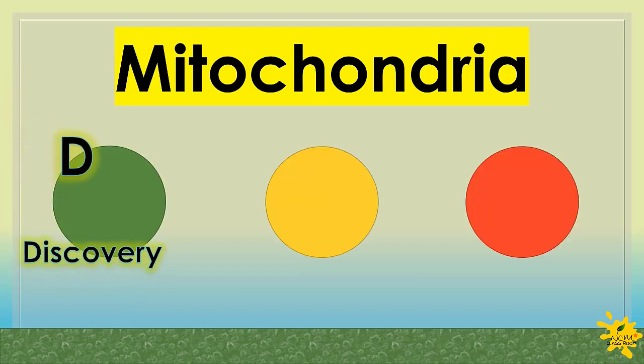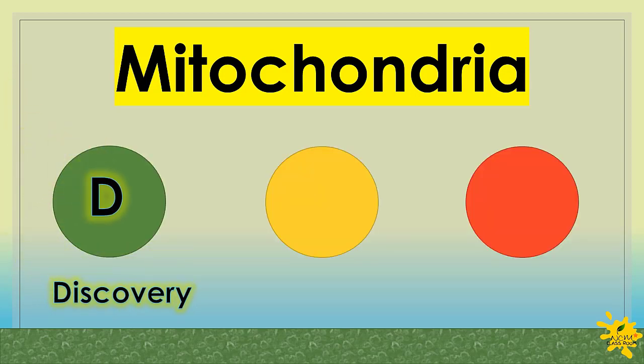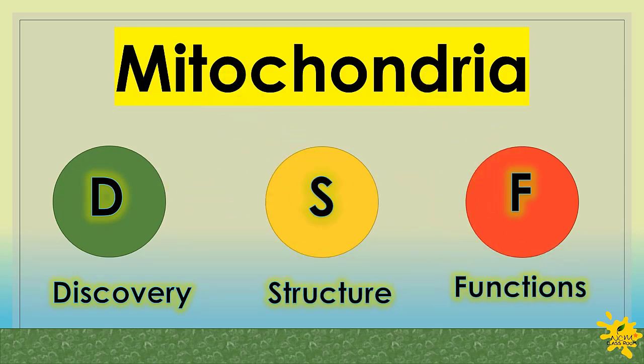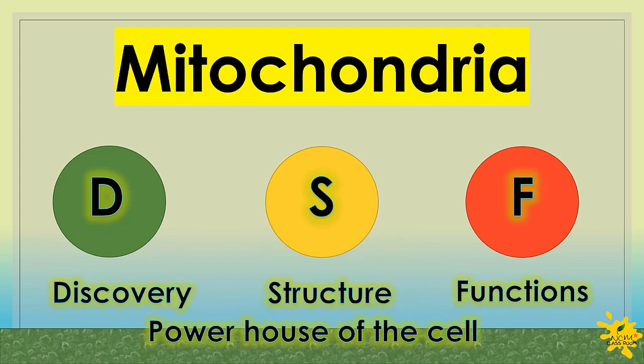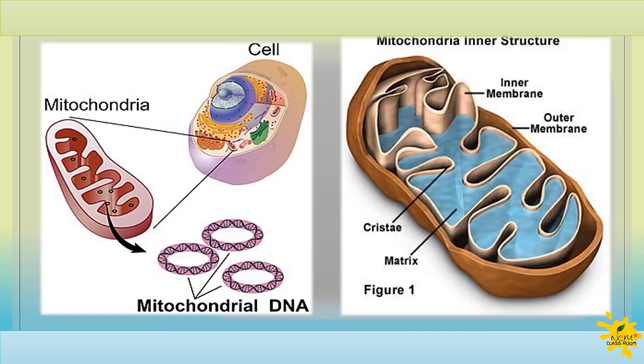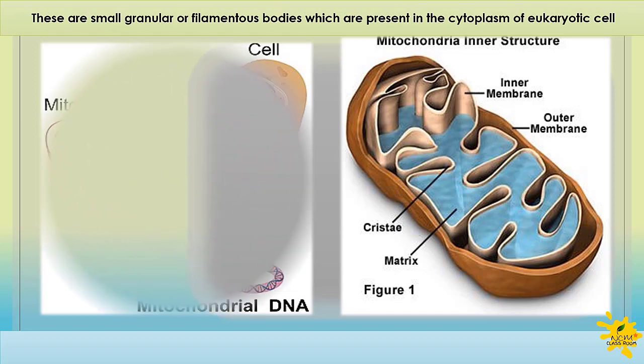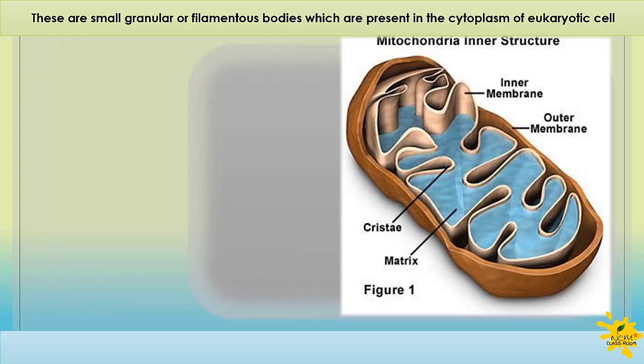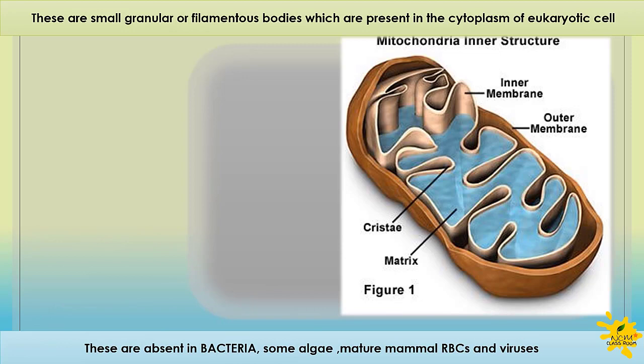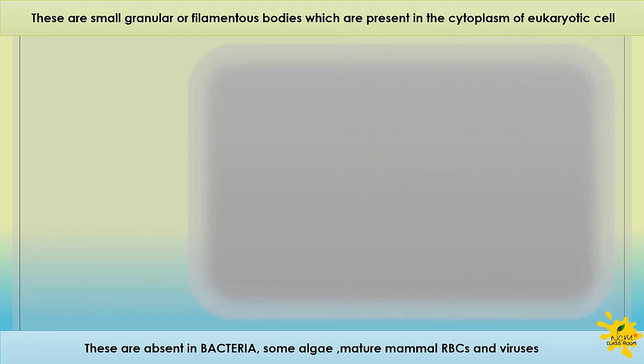In this video, we will learn the discovery, structure, and functions of mitochondria, which are known as the powerhouses of the cell. These are small granular or filamentous bodies present in the cytoplasm of eukaryotic cells. They are absent in bacteria, some algae, mature mammalian red blood cells, and viruses.